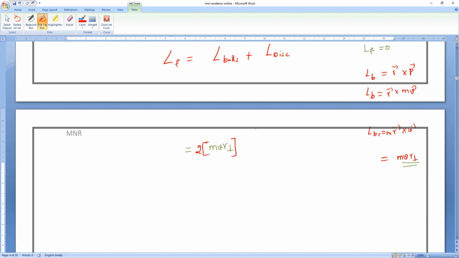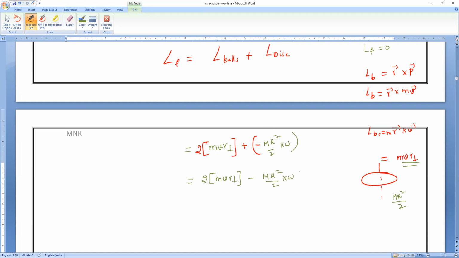Then the momentum of the disk, plus or minus? Minus, it is the entire disk. What is the angular momentum of the disk? I omega. What is the I value? For the entire disk it is m r square by 2. So I will write m r square by 2 into omega. Are you clear? It is in the downward direction. So it becomes 2 into m into v r perpendicular minus m r square by 2 into omega.